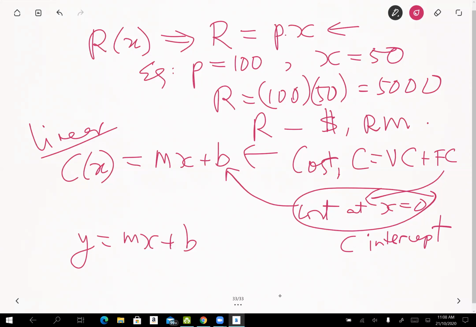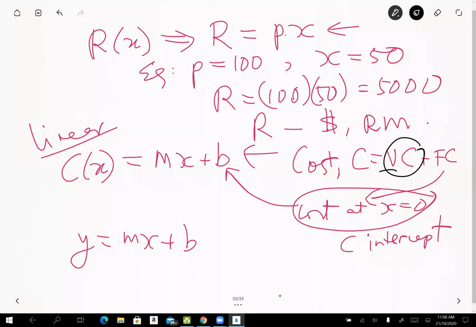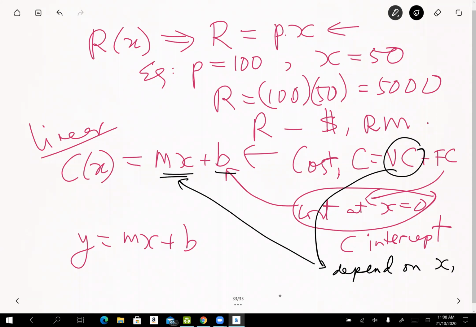The variable cost is the component of the cost that depends on X. So this one here depends on X. The more you produce, the higher the cost. So that is the variable cost, the component of the cost that depends on X. So that will be that component here. So mx plus b is in fact just equal to variable cost plus fixed cost.